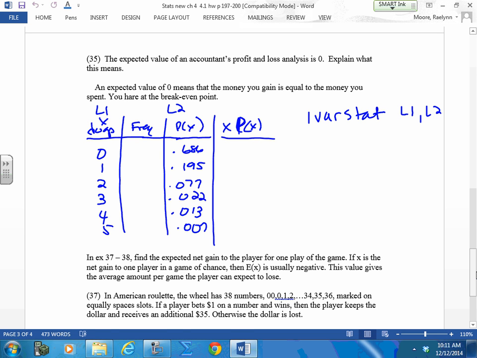Multiply these across. Well, no. Sorry. Put them in your L1, L2. And make sure you do this. On yellow, when you do the yellow calculators, it's going to ask you for your X values. That's your L1. And where it says frequency, that's your L2.